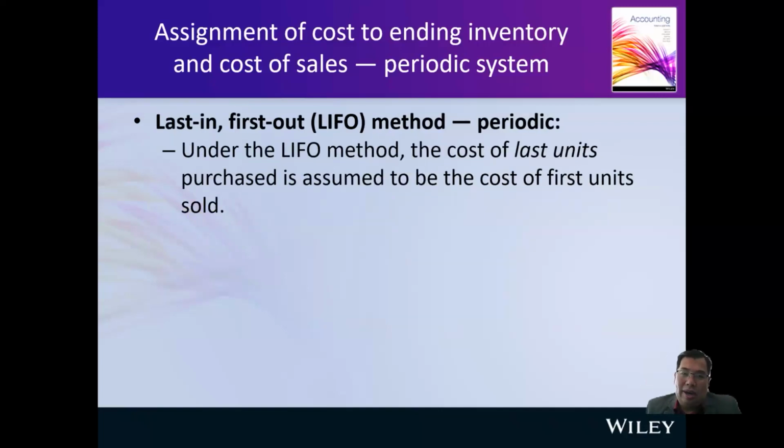Last in, first out is a method where we calculate the cost by assuming that the cost of the last unit purchased will be the cost of the first unit sold. It means the new item will be sold to your customer. In real fact we are not sure, but this is more on calculation, our assumptions.